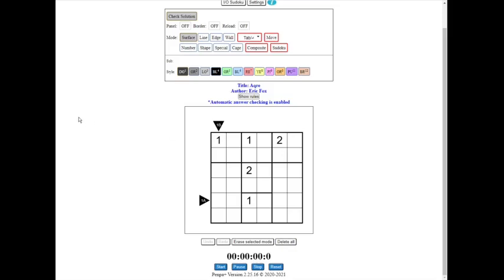Hey everyone, today we're going to look at the next set of three puzzles from Hexagony, the Aqre puzzles. All three of these, the example and the two competition puzzles, were written by Eric Fox, and the rules for this puzzle type were also created by Eric Fox. This is one of his creations.